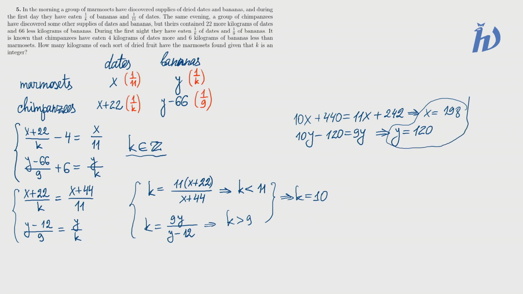And in fact, that is the answer to our problem, so we can state that marmosets have found 198 kilograms of dates and 120 kilograms of bananas. And by the way, they have eaten quite a lot, so they must have been hungry at the start of our problem.